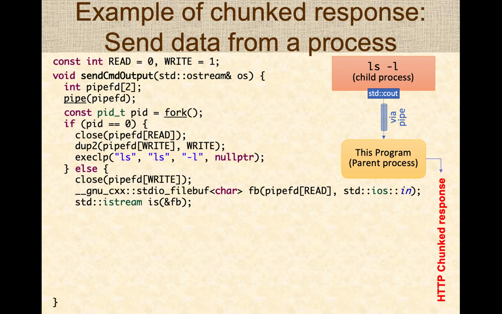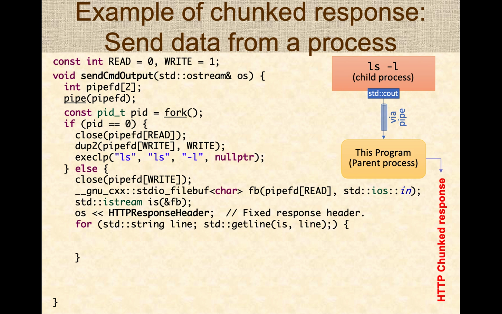So you would use scanner and file input stream, etc. in Java. You're doing something similar here, creating a file buffer and wrapping it into an input stream so that it's easier to read data. Then we'll print some kind of a fixed HTTP response header. This is the 200 OK header that we saw in the previous slides.